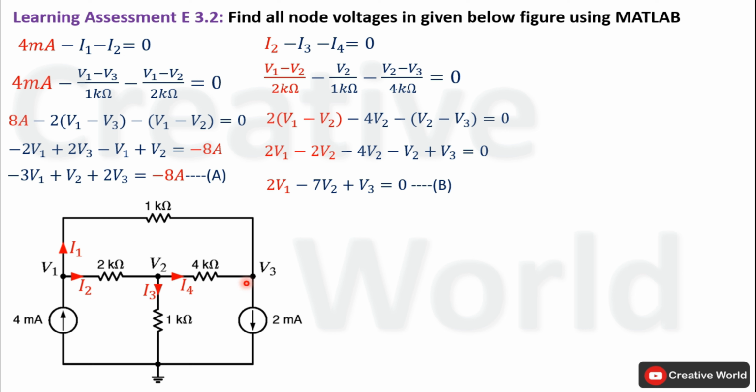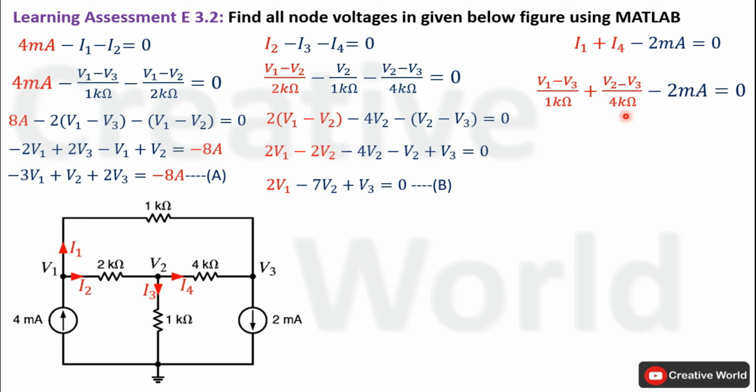Move towards the last node of the network. On this node, two currents are entering, one is I1 and other one is I4, while only one current is leaving, that is 2 milliampere. Now we have to replace these two currents with their equations. Current I1 equation is V1 minus V3 divided by 1 kilo ohm, and current I4 equation is V2 minus V3 divided by 4 kilo ohm.